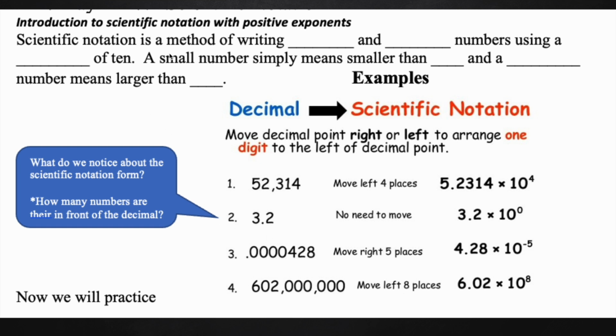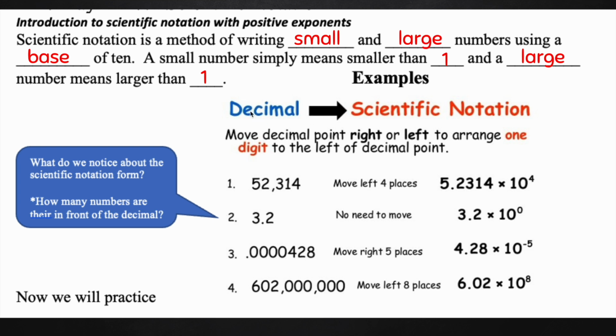So scientific notation is a method of writing small and large numbers using a base of 10. A small number simply means a number smaller than 1, and a large number simply means a number larger than 1. So they don't have to be large and small, don't think of it that way, but it is more useful if they are much larger numbers and much smaller numbers. It makes a little bit more sense to actually convert them between scientific and standard notation.